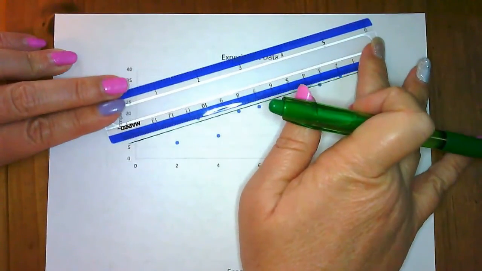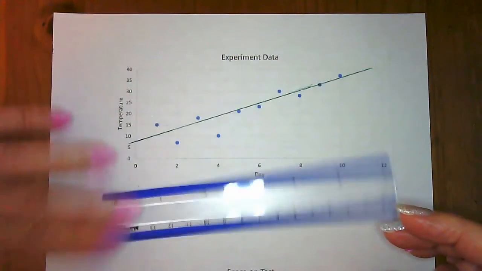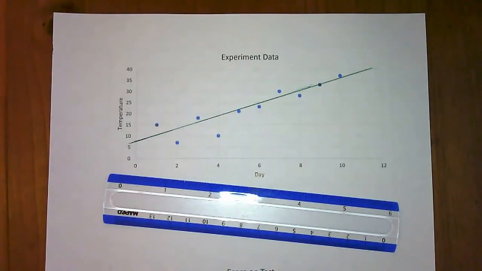I'm trying to have my line somewhat in the middle and following the same direction. That's what a line of best fit is. And that's our lesson for today.